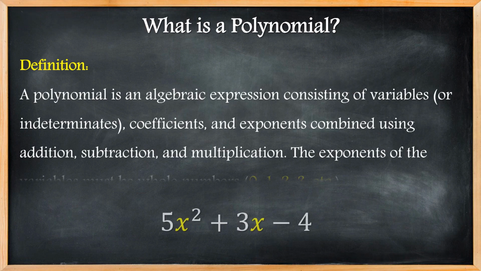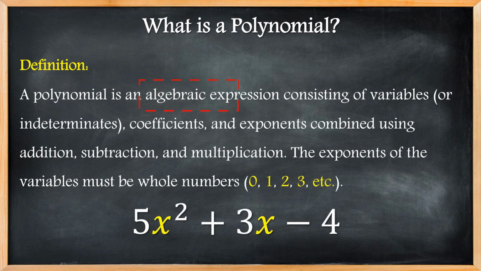Let's start with the basics. A polynomial is an algebraic expression made up of variables, coefficients, and exponents. These are combined using addition, subtraction, and multiplication. But remember, the exponents must be whole numbers like 0, 1, 2, 3, and so on.